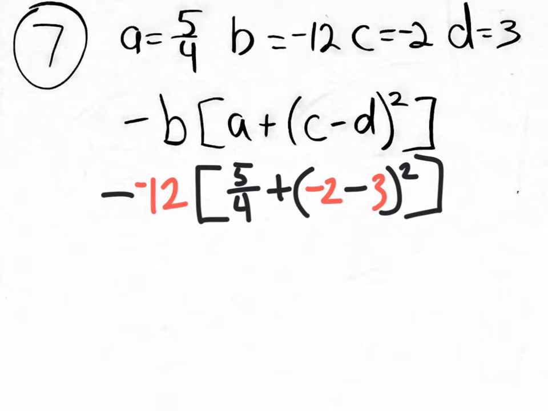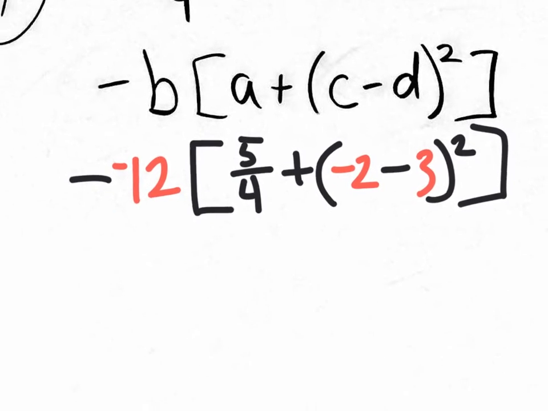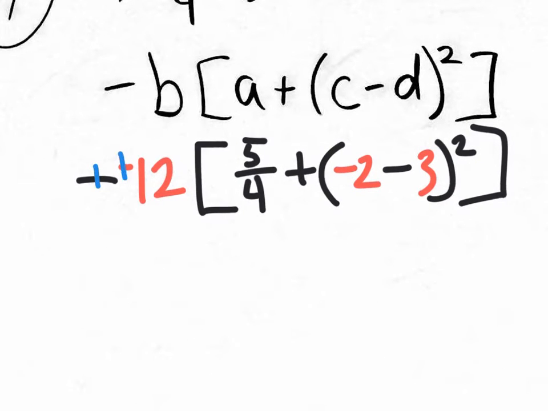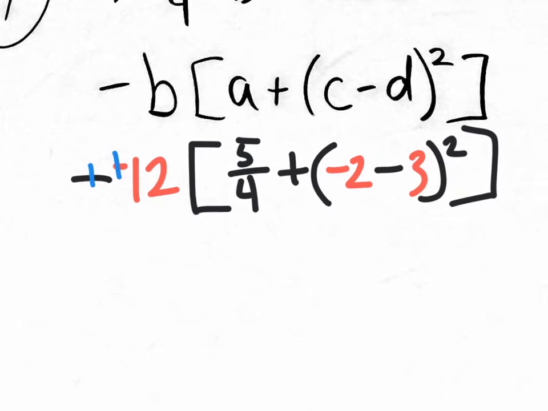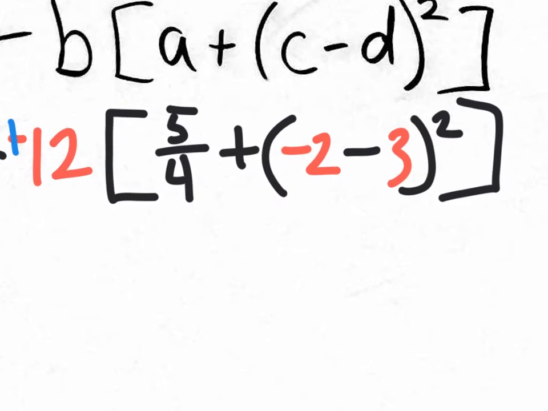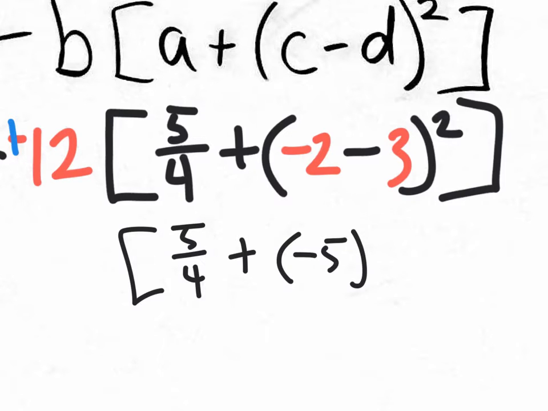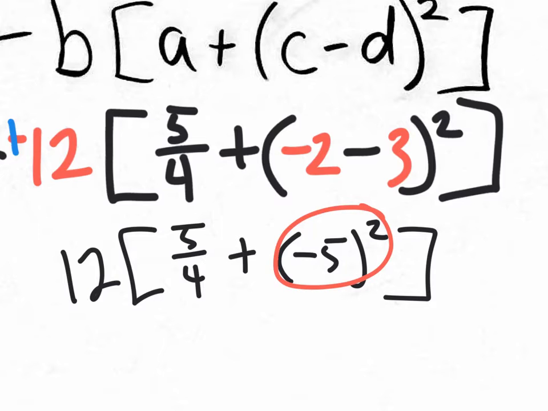So what we need to do is zoom in to the bracket. Wait a minute, before we even do that, let's change the minus 12 to plus 12, so that's a positive 12. And we're going to zoom in to the inside of the brackets. Inside the brackets we have addition, parentheses, or exponents. So what do we do first? Parentheses. So we're going to rewrite this thing. It's going to be 5/4 plus negative 5 squared, close bracket, with the 12 out in front. And once again, inside those brackets, we're going to do the exponent first, and that'll be positive 25.